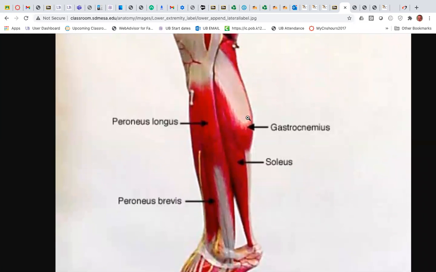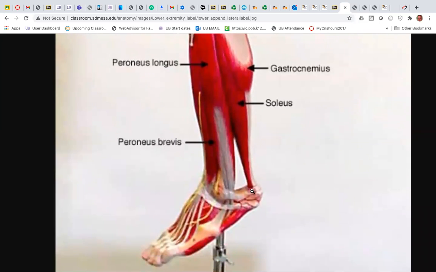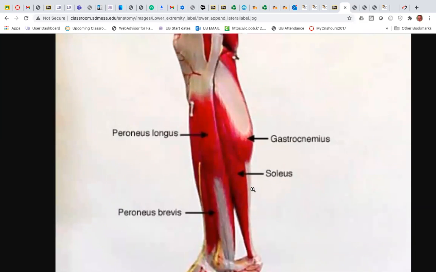On the posterior portion, we have the Gastrocnemius, which is superficial. Here's the Gastrocnemius, superficial, and deep to it, we have the soleus. The gastrocs and soleus, both of them attach here to the calcaneal bone, and they're plantar flexors of the ankle. They plantar flex the foot, okay?